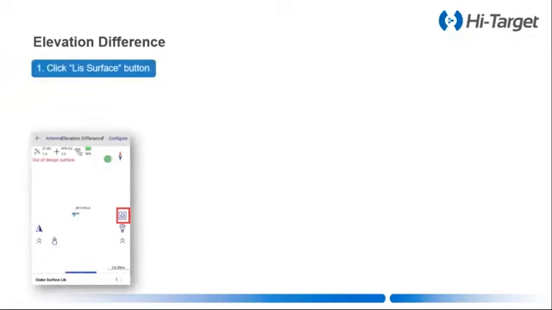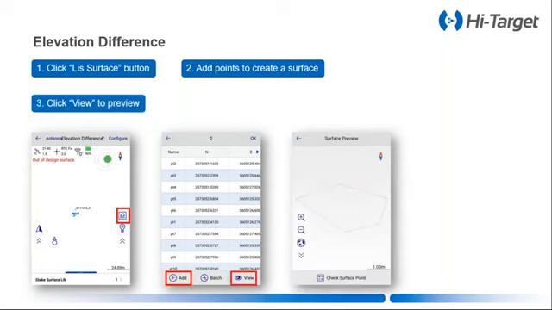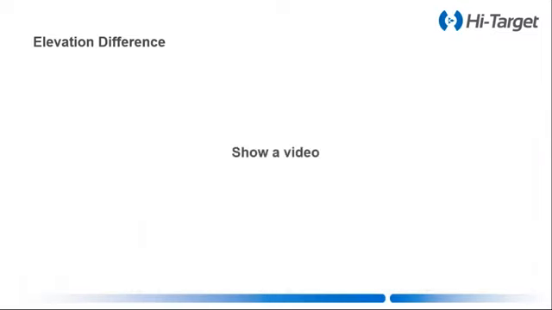So how can we use the elevation difference? First, click the list icon as in the red box in the picture. Second, add points to create a surface. Next, we can preview and click OK to save. Last, we can see the information window showing whether to cut or fill. Here is a video.